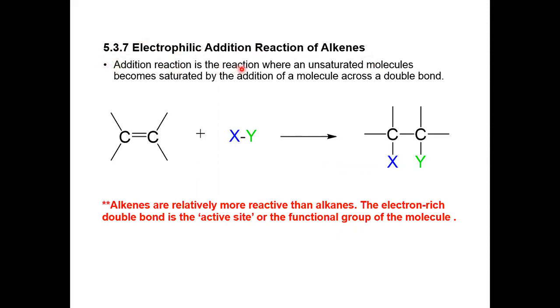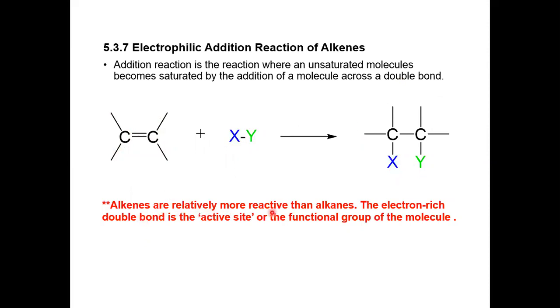Okay, addition reaction is the reaction where an unsaturated molecule becomes saturated by the addition of a molecule across a bond, a double bond. So this is an alkene. So it's the double bond here. You're going to add in X and Y. So example, XY is HCl. So you want to include H and Cl in this alkene structure.